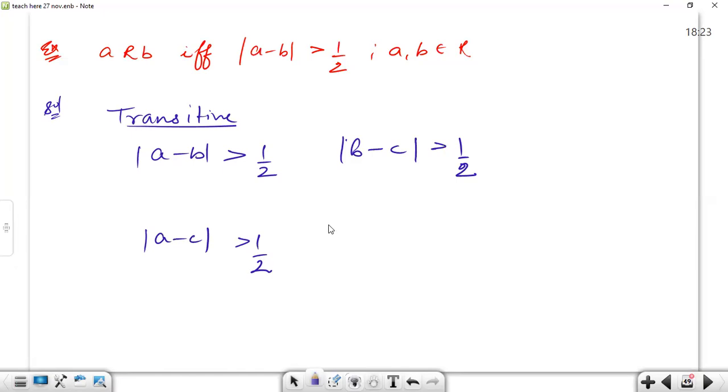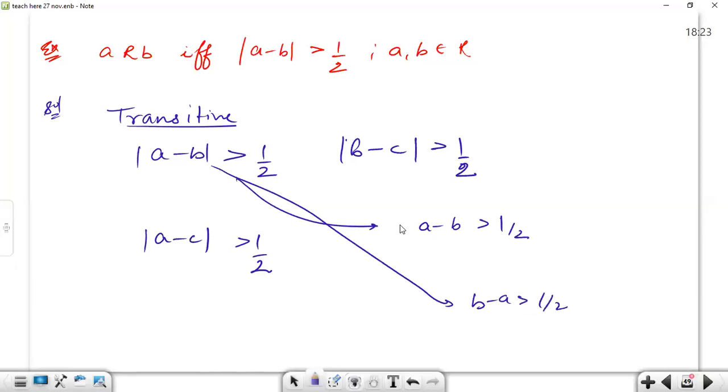So let's take an example, because there will be changes. The modulus can be opened in two ways. If we are writing this, it has two meanings: b minus c's difference is half, or c minus b's difference is half. I have explained it earlier also.